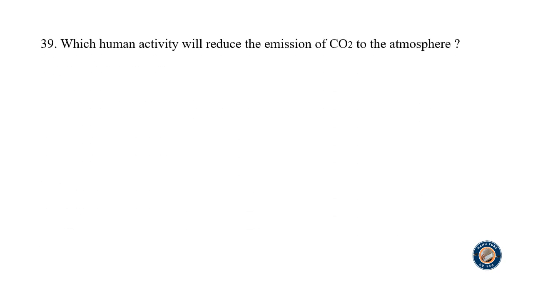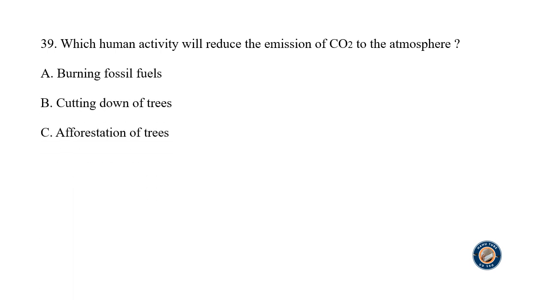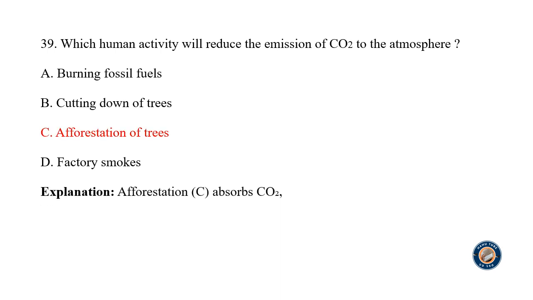Question number 39. Which human activity will reduce the emission of carbon dioxide to the atmosphere? A. Burning fossil fuels. B. Cutting down trees. C. Afforestation of trees. D. Factory smokes. The answer is afforestation of trees. Afforestation absorbs carbon dioxide.